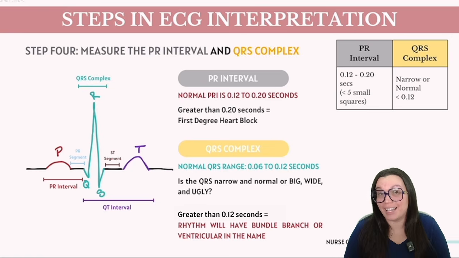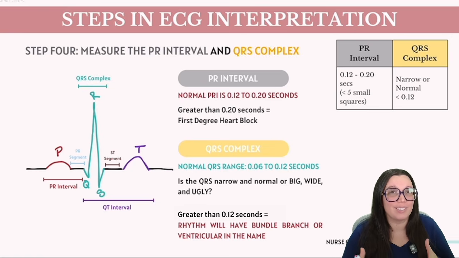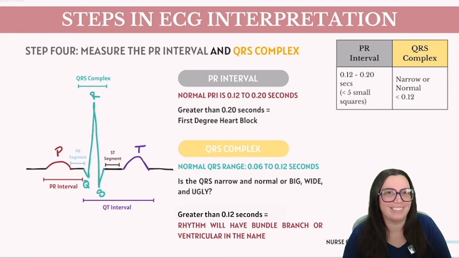I usually always ask myself whenever I'm looking at QRS complexes, are they narrow and normal or are they big, wide, and ugly? If we have a QRS complex that is big, wide, and ugly, meaning that it's greater than 0.12 seconds, the rhythm is always going to have either bundle branch or ventricular in the name. We're going to discuss this more when we get into our ventricular rhythms, but keep that in the back of your mind.